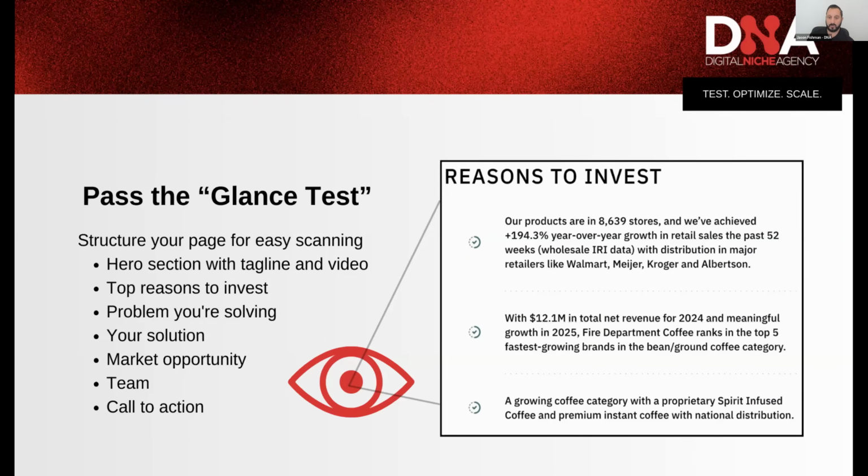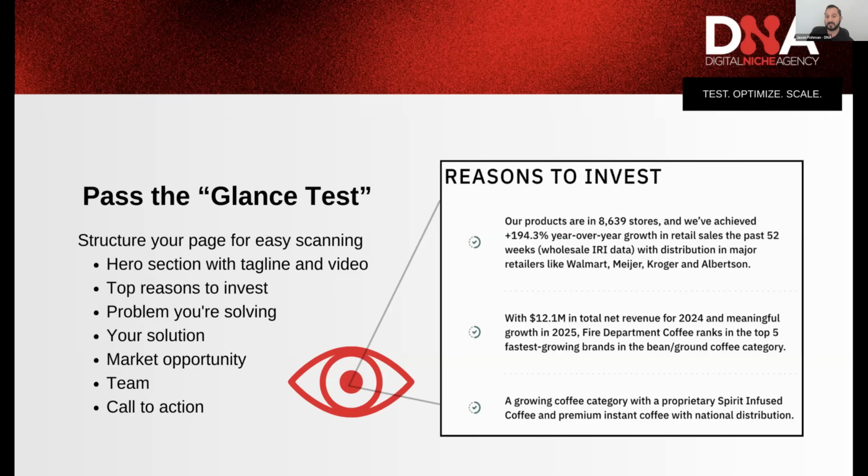Next bullet, 12.1 million total revenue last year. Okay, meaningful growth. Farmer Coffee ranks in the top 5 fastest growing brands in the category. All right, you're kind of getting multiple points in each point here, but at the same time, we're covering a lot of ground. Good coffee joke, I guess. Growing coffee category with a proprietary spirit-infused coffee and premium instant coffee with national distribution.